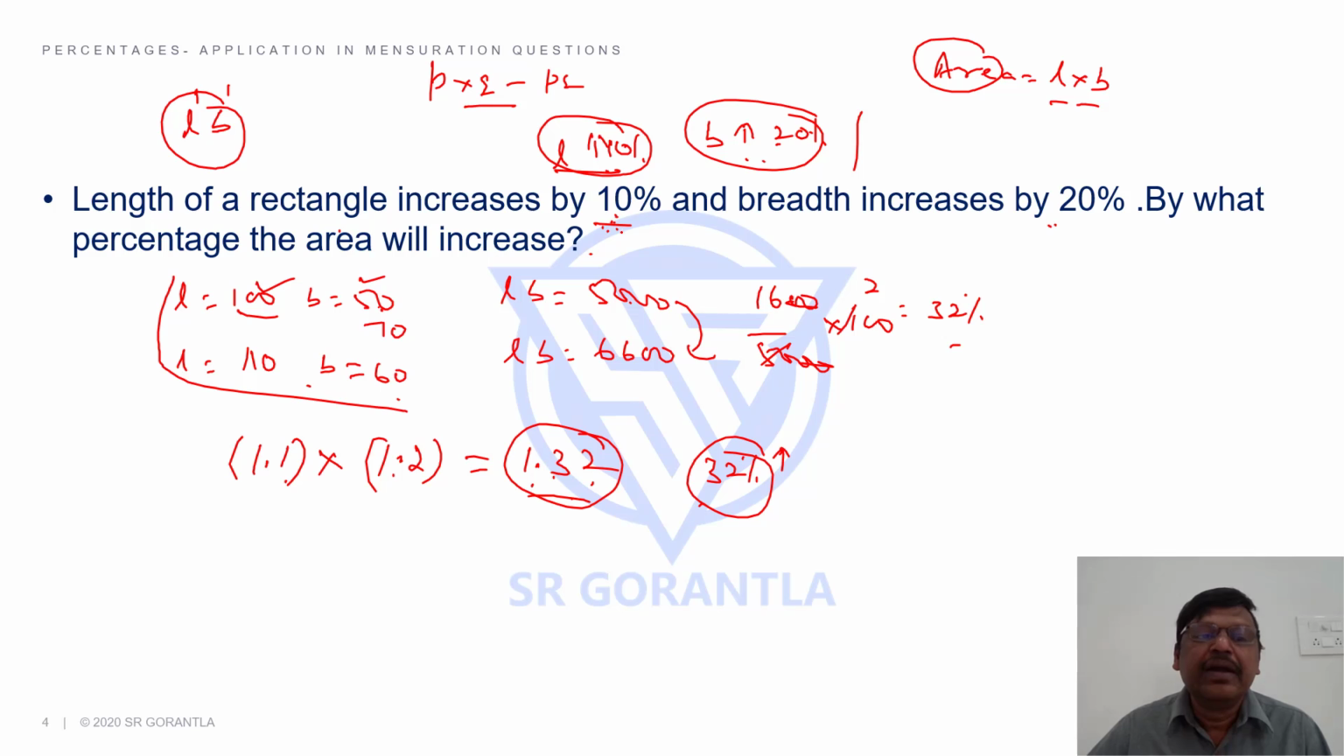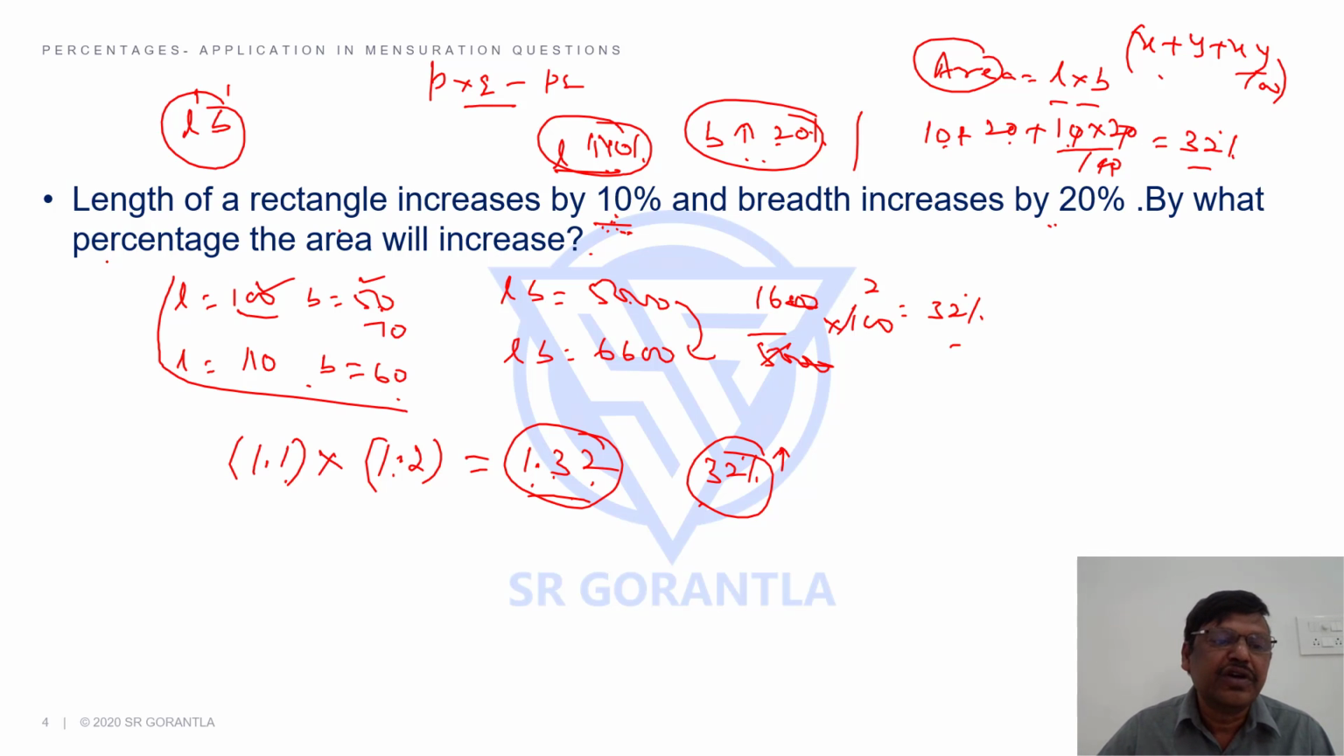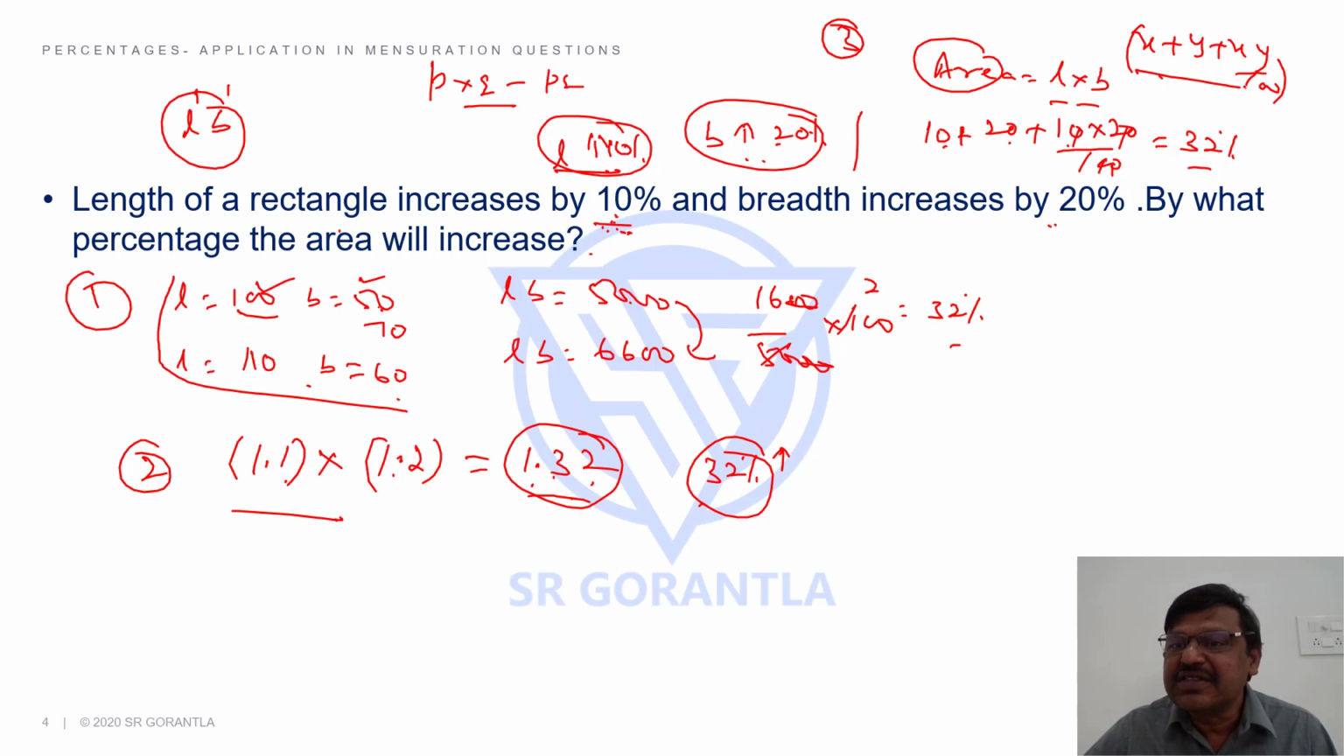I can use this: 10% increase will be 10 plus, what is the successive growth formula? You know, no? x plus y plus xy by 100. We can use that formula also. 10 plus 20 plus 10 into 20 by 100. You can see it is 10 plus 20, 30, plus 2, 32%. This is the third approach. The first approach is using an example, the second approach is the shortcut logic I told you, and the third approach is using the successive growth formula. Like this, you can try questions differently, right?